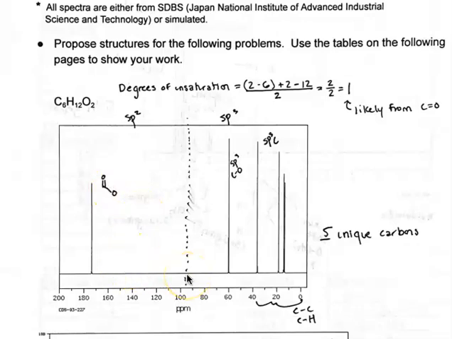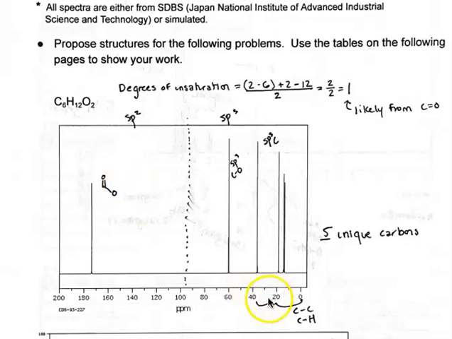So as we move further down, let's look at the sp3 hybridized carbons that are in this molecule. First of all, around 60, we have an sp3 carbon-oxygen bond. So that is going to be a carbon bonded to this oxygen right here. There's going to be another carbon coming off of it.